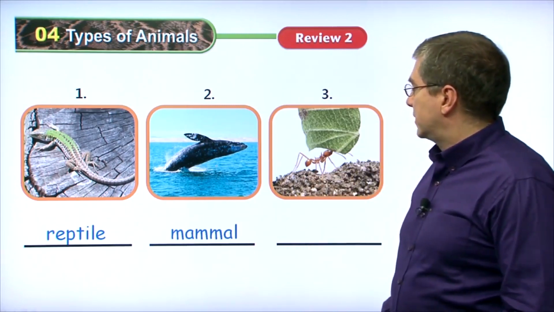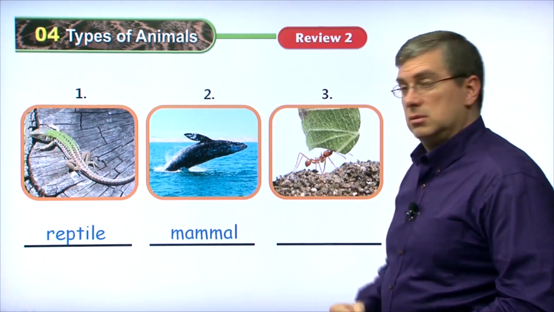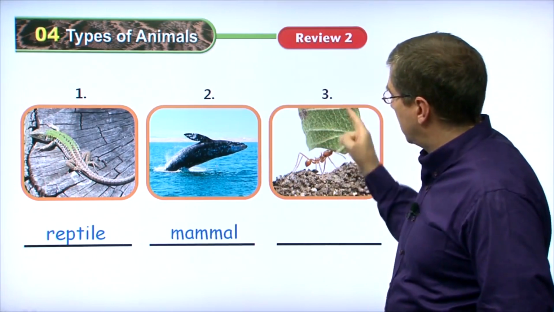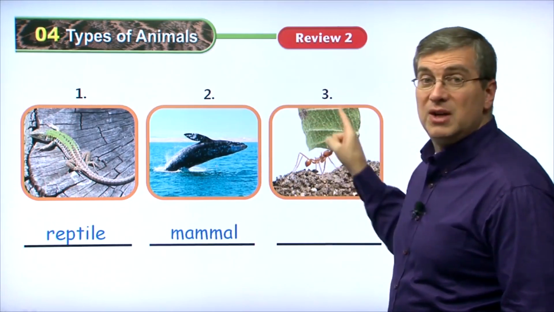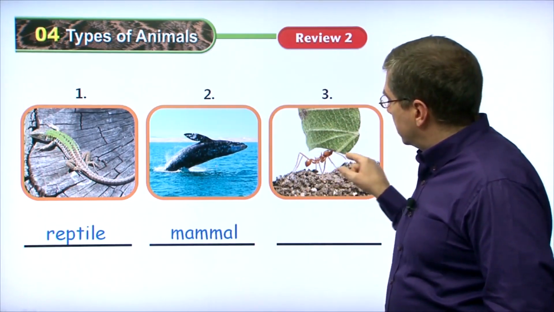Over here, we have our last picture here. Now, this is an interesting character. He's a very strong animal, right? Look at that leaf that he's carrying along with him. The leaf is much bigger than he is, right? So, what can we say about this creature right here?